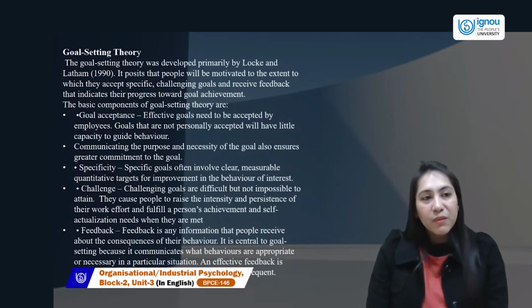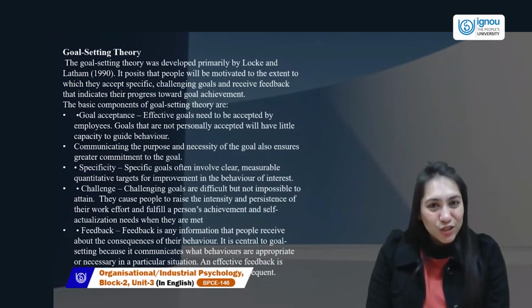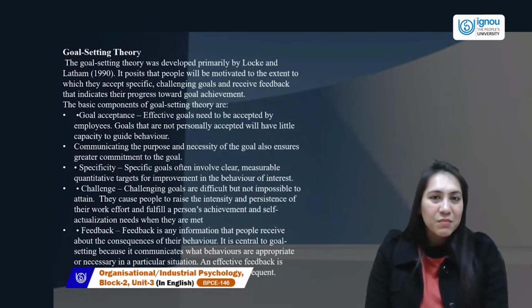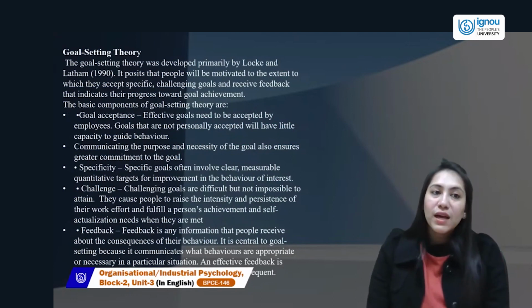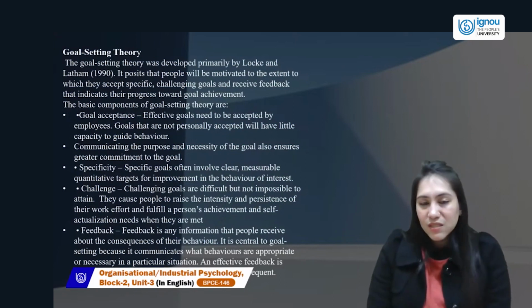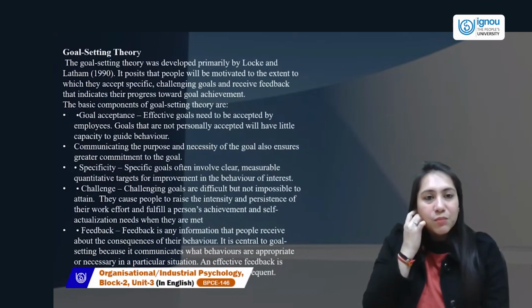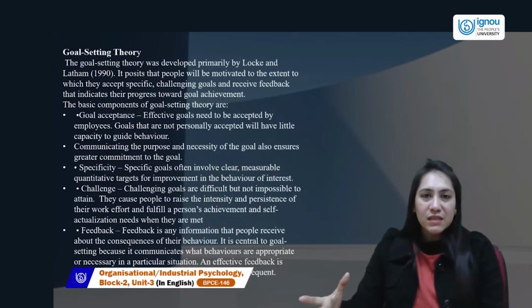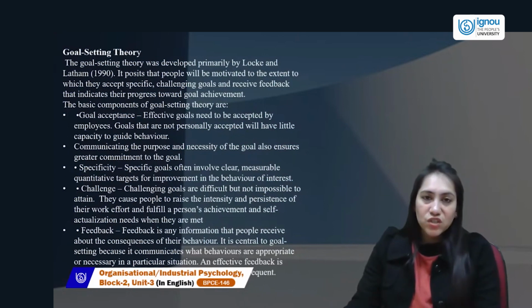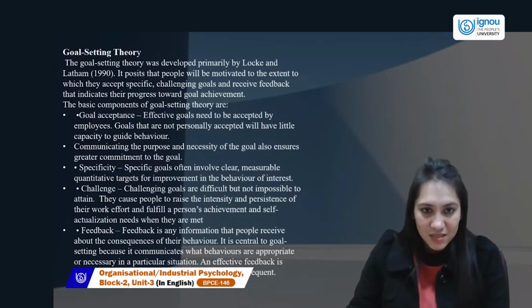Goal setting theory was given by Locke and Latham in 1990, and it's quite a recent theory in comparison to the other theories which were made in the 1960s and 70s. It posits, which is it states, that people will be motivated to the extent to which they accept specific challenging goals and receive feedback that indicates their progress towards goal achievement. So he suggested that people will be motivated only to the extent they accept a specific challenging goal and use the feedback to move towards the goal.